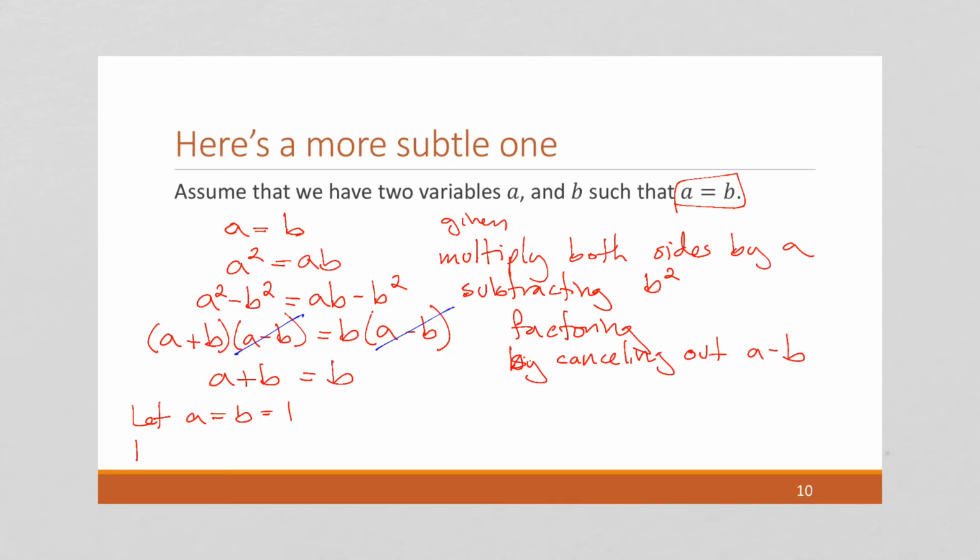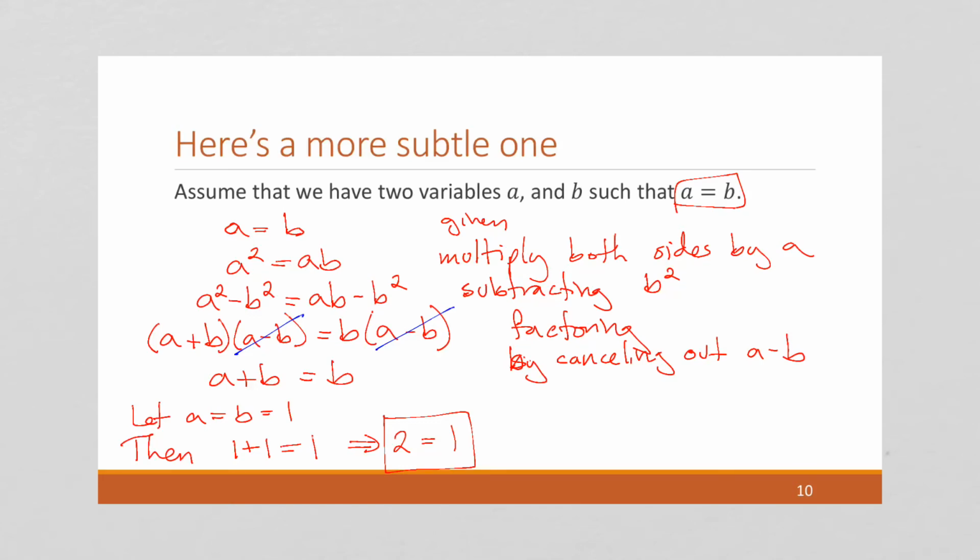Then we have just proved that 1 plus 1 equals 1, or in other words, that 2 equals 1. Again, obviously not correct. Where was my mistake? This one's a little subtle. And this is why it's so important to be rigorous.